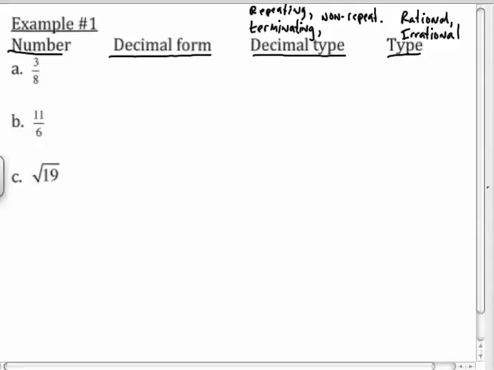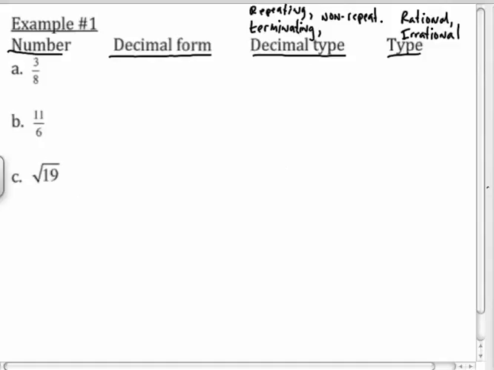Okay, folks. Example number one. This one's more of a note-taking example, giving us more information. We've got three numbers here: 3/8, 11/6, and square root 19. I've got my old trusty calculator out, and they want the decimal form.